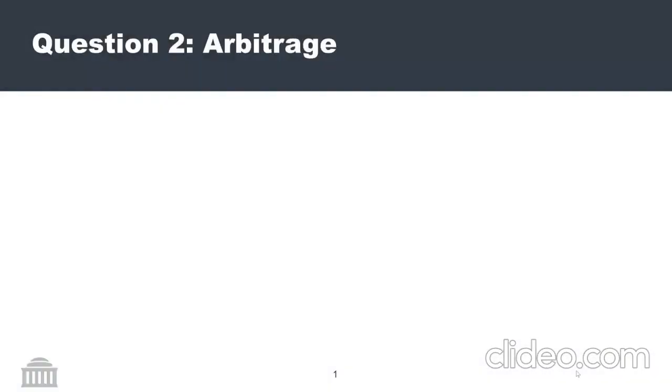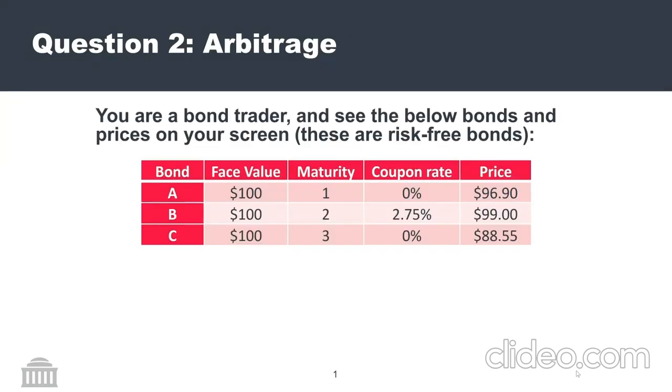In this question, we will learn how to identify arbitrage opportunities in the bond market and how to take advantage of such opportunities. Suppose that you're a bond trader and you see the following bonds and their prices on your screen. There are three bonds, A, B, and C. All three have a face value of $100. They have corresponding maturities of 1, 2, and 3 years, with the following coupon rates and prices.